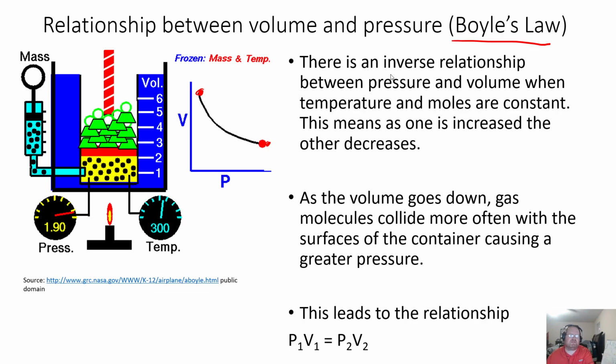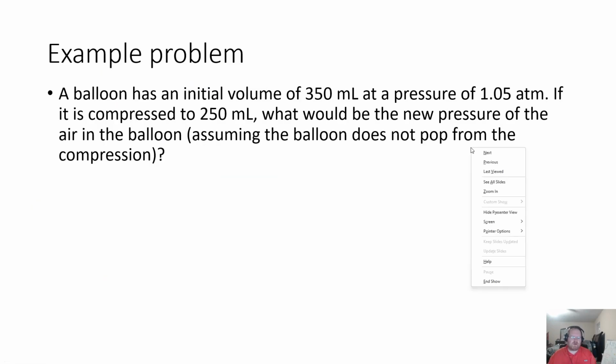So let's look at some problems now with this. First, a math problem. A balloon has an initial volume of 350 milliliters at a pressure of 1.05 atmospheres. If it is compressed to 250 milliliters, what would be the new pressure of the air in the balloon, assuming the balloon doesn't pop from the compression? We make a lot of assumptions in these problems. If your balloon pops, you don't have a container anymore, so it isn't a good measurement anymore.